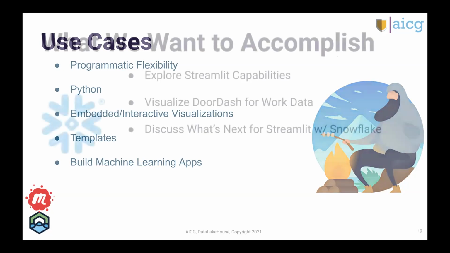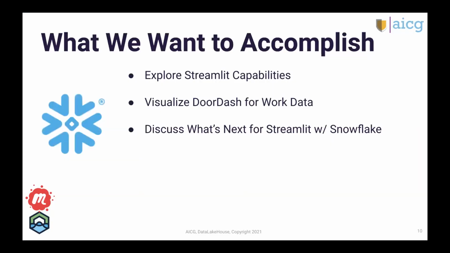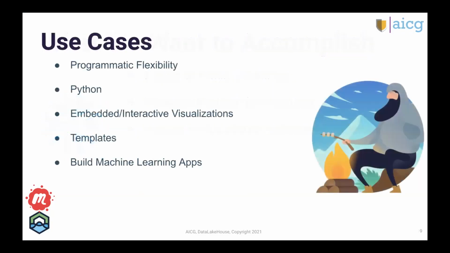And yeah, one of the big things is the ability to build machine learning apps and data science applications. And I guess we'll get into that right now. Our target data set that we're going to be looking at today is DoorDash For Work data.